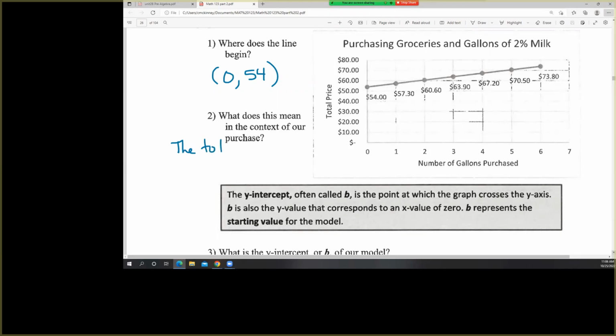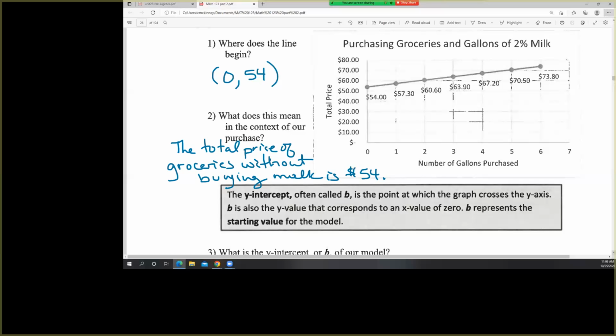Okay, yep, I'm going to put together what both of you just said. So the total price of the groceries with no milk, right? Without buying milk, or with buying 0 gallons of milk, is $54, which means the other groceries we're buying cost $54. Before we get to how many gallons of milk we're buying, the other things we're buying cost $54.